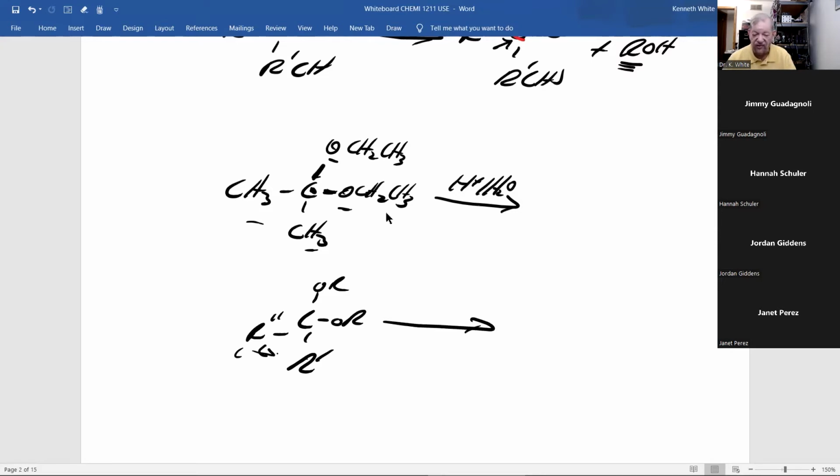And when you add acid and water, look at this carbon. The carbon with two oxygens becomes carbonyl. And what's directly bonded to it carbon-wise, or hydrogen carbon, will still be bonded to it.